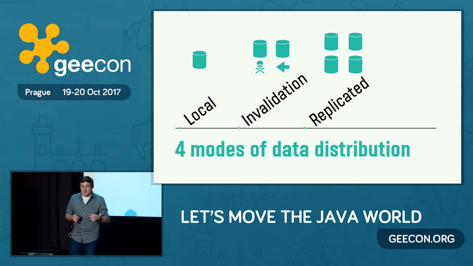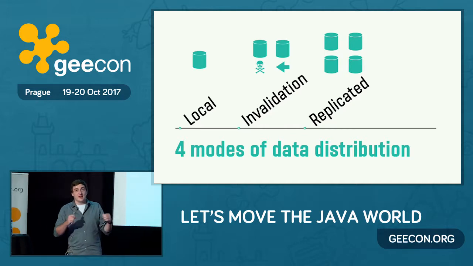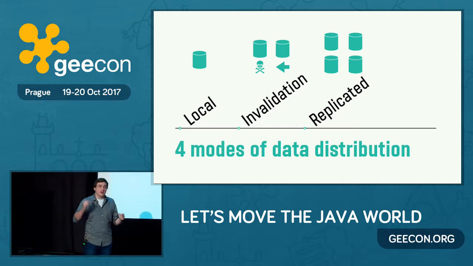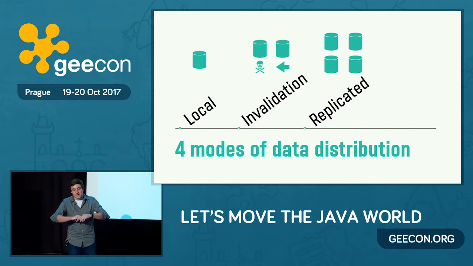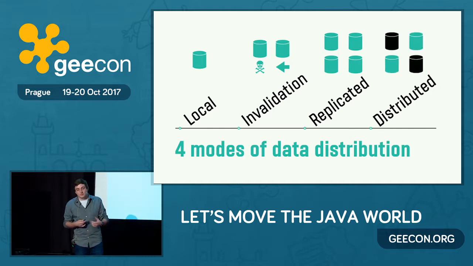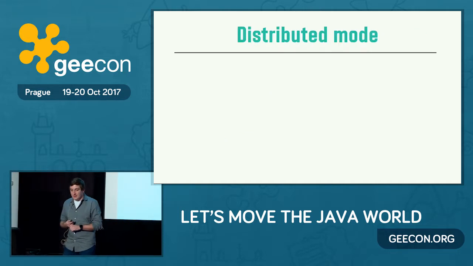Now it's starting to get interesting. Replicated mode is a distributed system, and Infinispan holds the data. In the replicated mode, when you put something to one node of the Infinispan cluster, the information is stored to every node in the cluster. And then the most interesting one is the distributed mode. And I'm going to talk more about that.